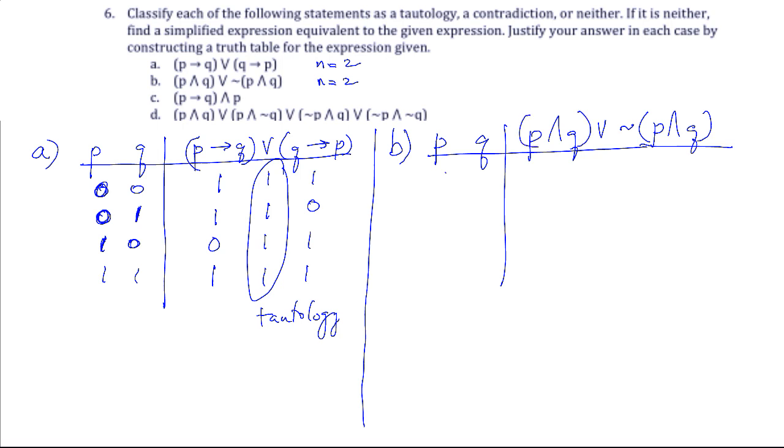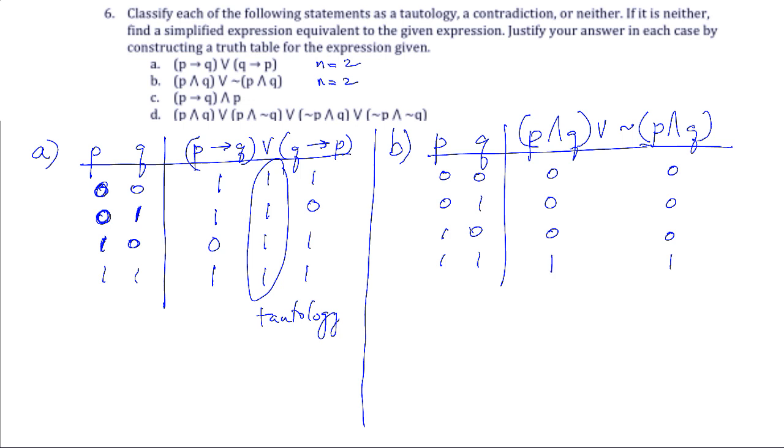Okay, and so I'm going to fill in my 4 rows, and now I'm going to do P and Q first, and that's only true when they're both true. P and Q is, again, oops, I messed it up here. Where's my eraser? Yeah, I think it's true when they're both true.